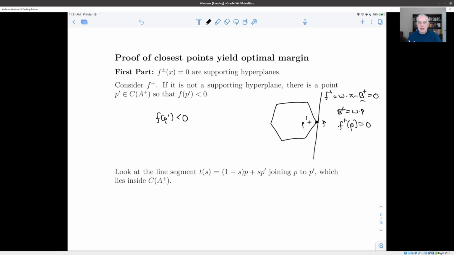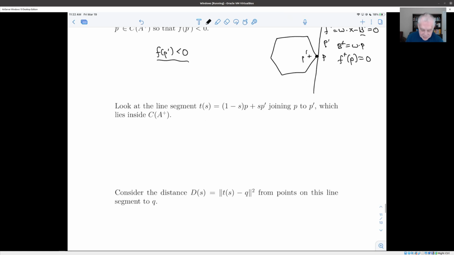To be a supporting hyperplane, there are two conditions: everything has to lie on one side of it, and it has to pass through at least one point. So if it's not a supporting hyperplane, it means there's a point on the wrong side. Some point P prime lies on the wrong side of this hyperplane. So let's do an argument using convexity, which is very similar to what we did before. Namely, we're going to consider the line segment.